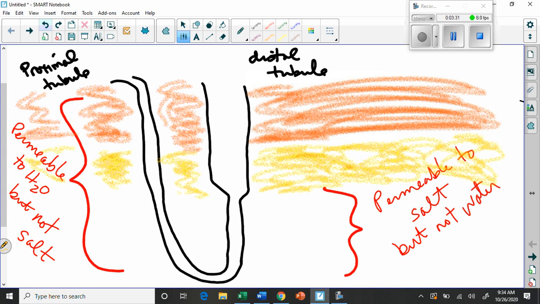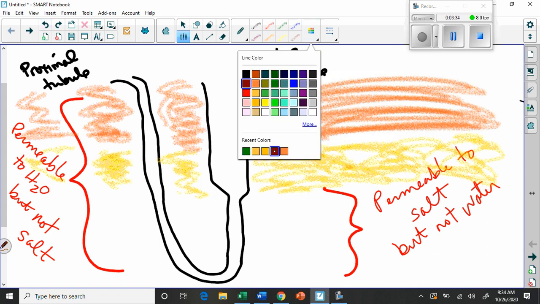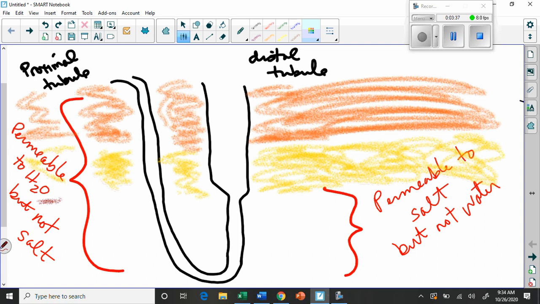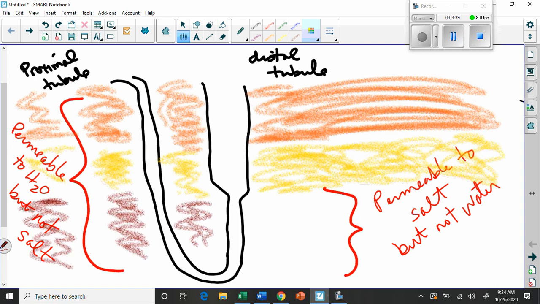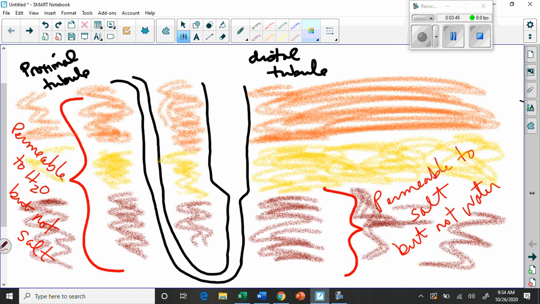Okay, and this represents the outer medulla. And then we had the inner medulla in the sort of darky color here, the very dark orange. Okay? And so let's write those. So the cortex, outer medulla, and the inner medulla. And do you remember what was important about this?